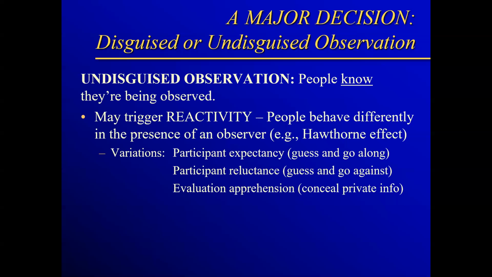On the flip side of that, participant reluctance is where they try to guess what the research study is about, and they try to go against it. It might not be because they're trying to be mean, but they could just have the mentality of, oh, this researcher is trying to stump me or trick me, and they want me to do this, so I'm just actually going to do the opposite, right? They may try to guess what the researcher is trying to do and go against it, but not to be mean.